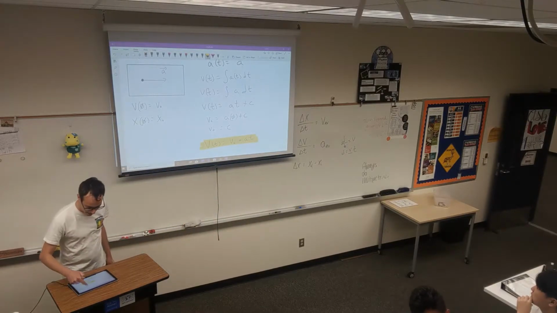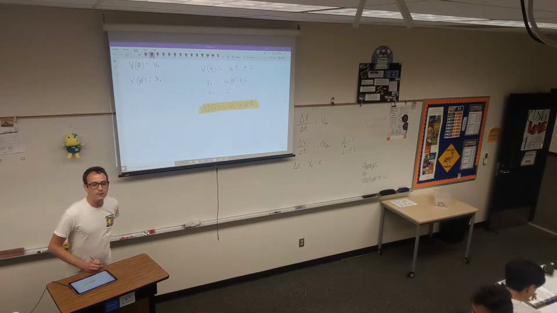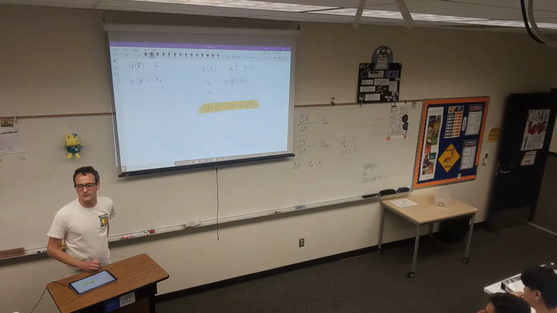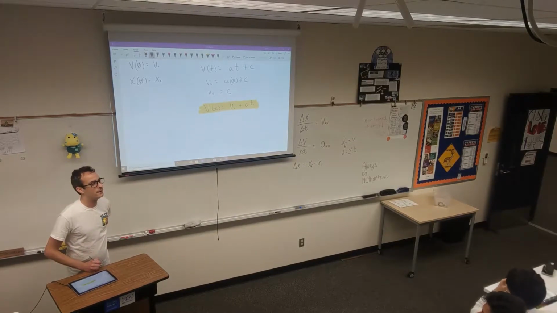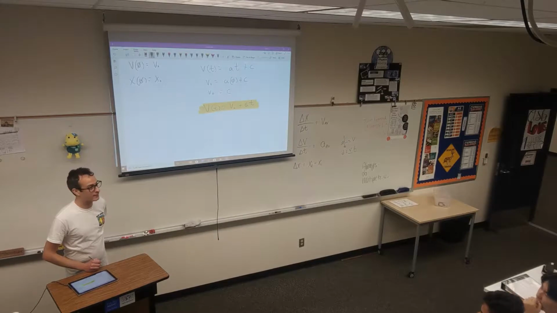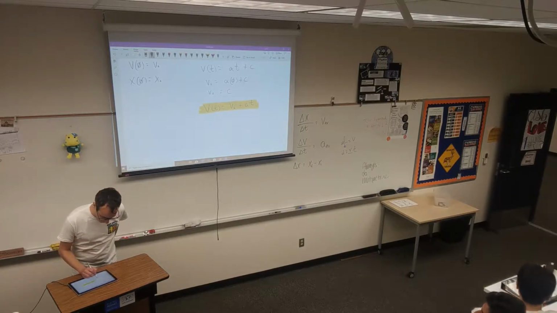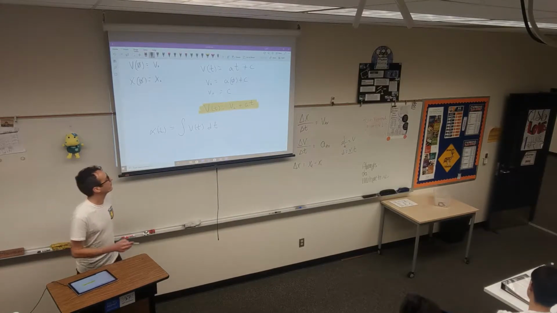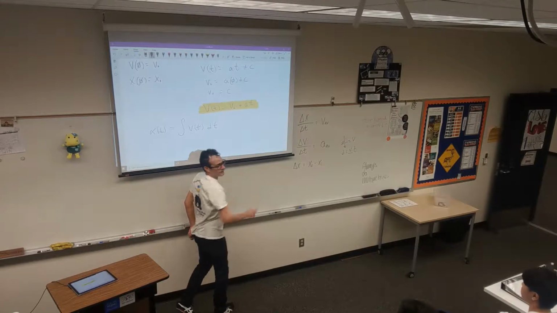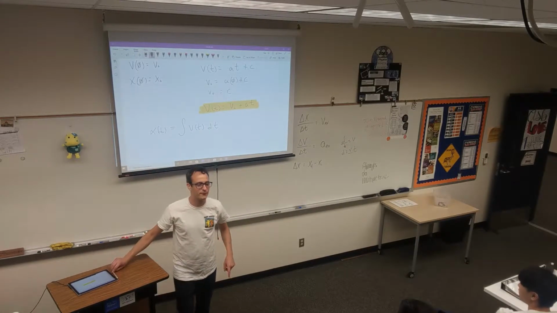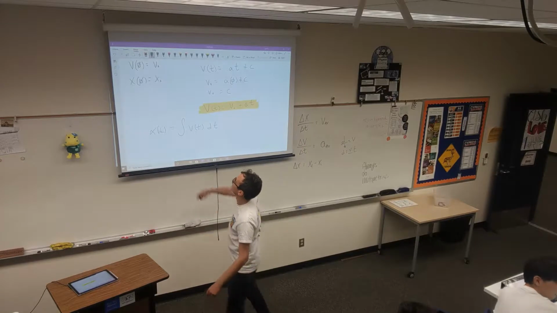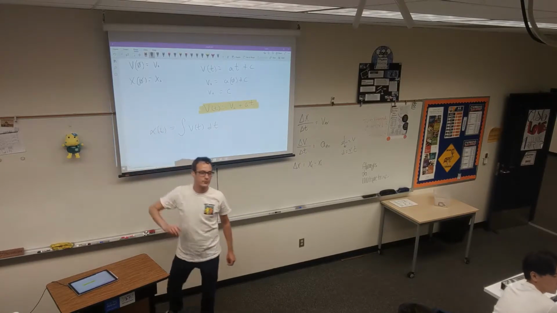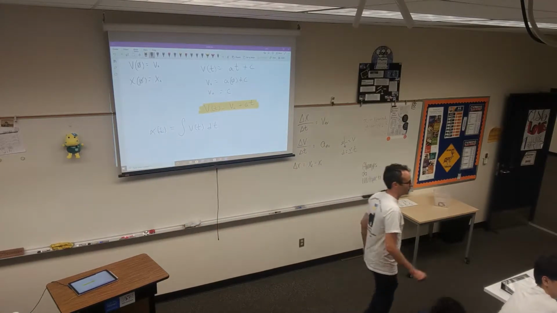What would I need to do to get the position as a function of time? I would integrate the velocity function. So what I'd like you to do is integrate this and see if you can find the position equation, given that at time t equals 0, the initial position is x naught. So go ahead and try that.